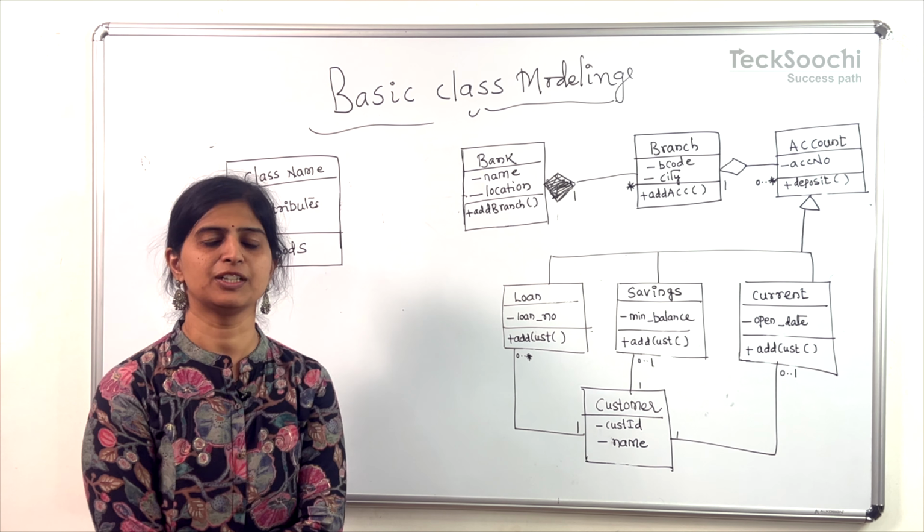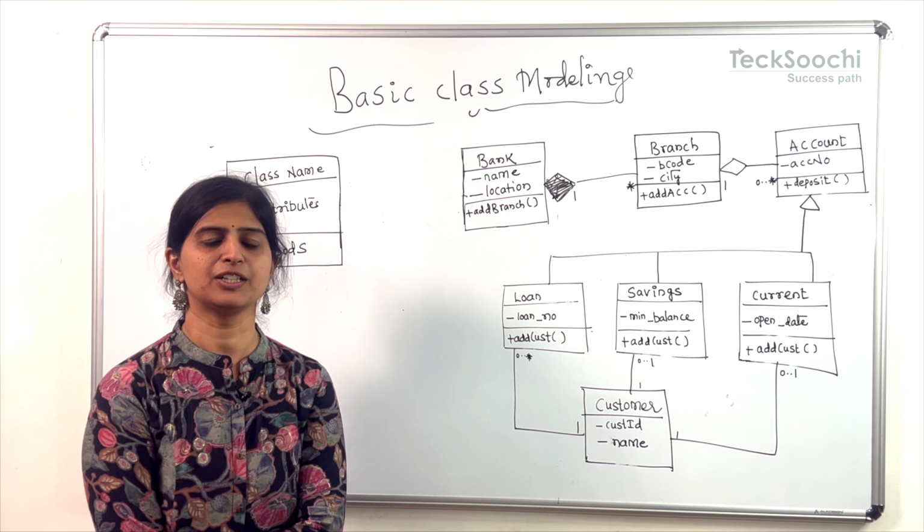So what is the representation of a class diagram? Every class diagram has three partitions, wherein in the first partition you write the name of the class, the second partition tells you about the attributes of a particular object, and the third partition lets you know about the operations that are performed by the object.